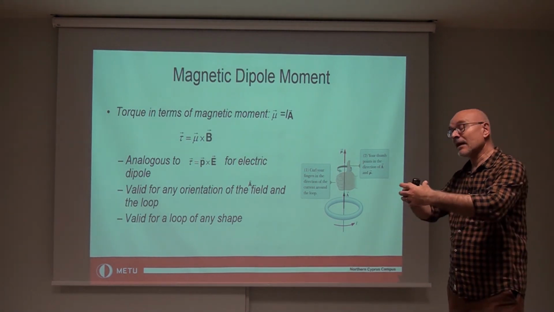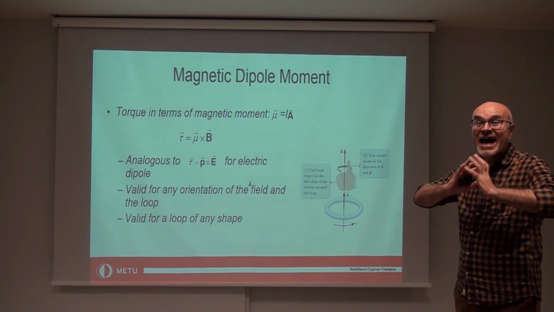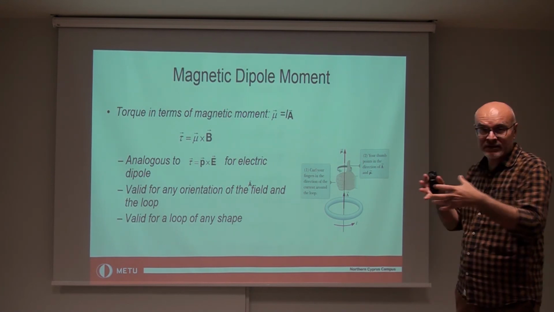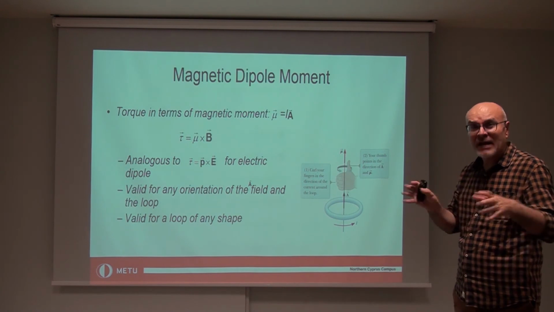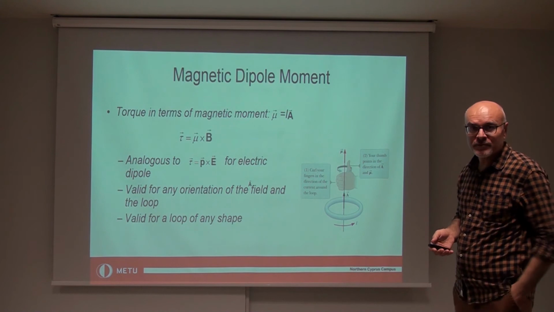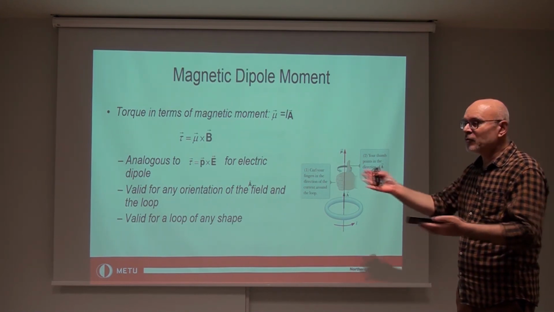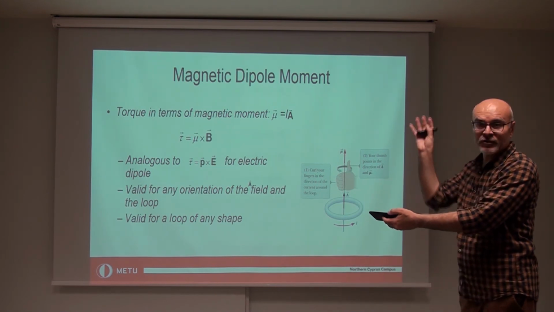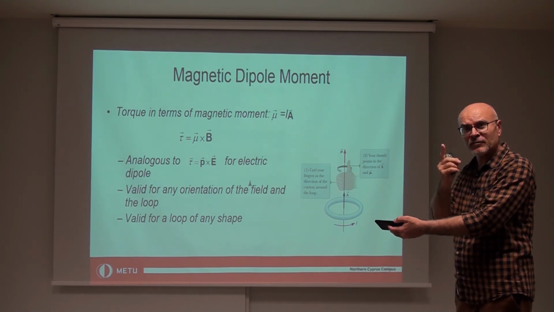This is general and applies to any loop, not only to the rectangular loop. We have derived it for the rectangular loop for simplicity, but it can be derived generally for any planar loop. So if you have any current carrying loop and you put it in a uniform magnetic field, then this will exert a torque, generally speaking.